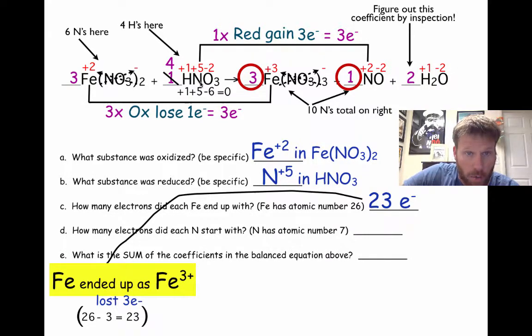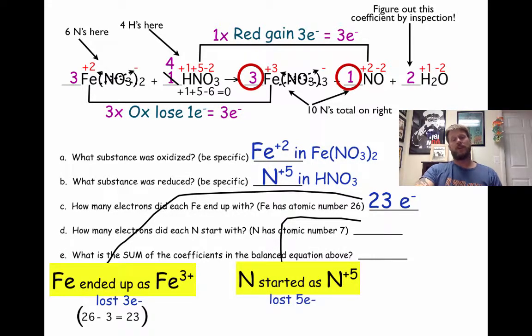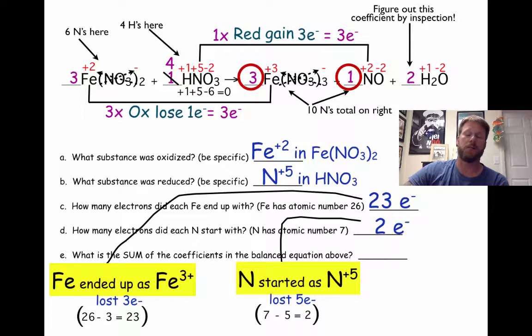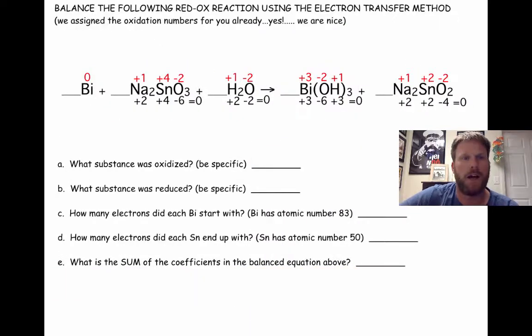How many electrons did each nitrogen start with? As a reactant, nitrogen is a +5. So that means it had to lose 5 electrons to go from nitrogen to nitrogen +5. So we take the 7 electrons it normally has in the neutral atom, subtract 5, and we get 2 electrons. That's how many electrons nitrogen starts with. The sum of the coefficients in this equation happens to be 13.